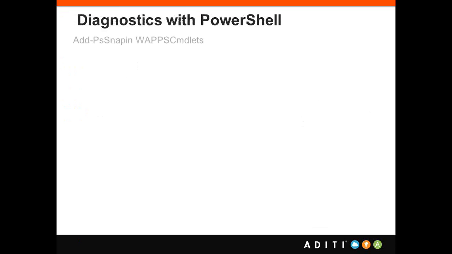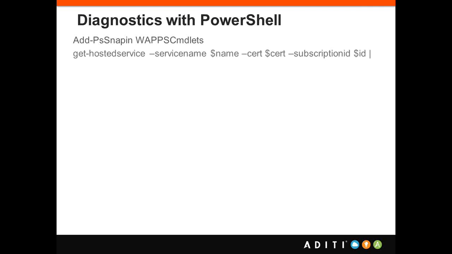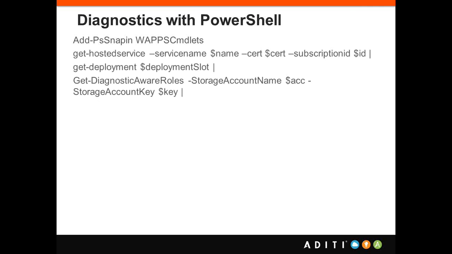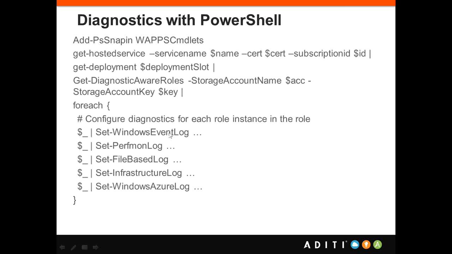PowerShell scripts. Windows Azure has cmdlets called Windows Azure PowerShell cmdlets, which are available on CodePlex. If you want, you can download them from there and make use of them. You can access and make changes remotely. You can run it on your local machine with the subscription certificate. You can change the performance logs, file-based logs, infrastructure logs, whatever you want to configure from diagnostics, exactly the same thing we did on role start. We can do that in here also.